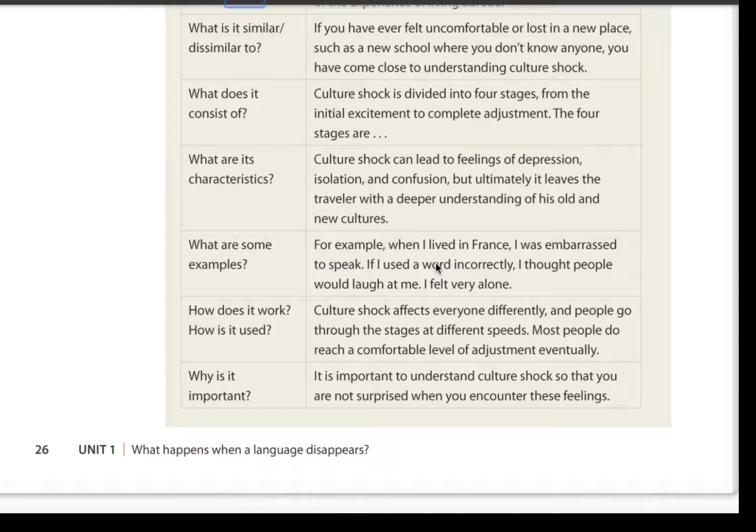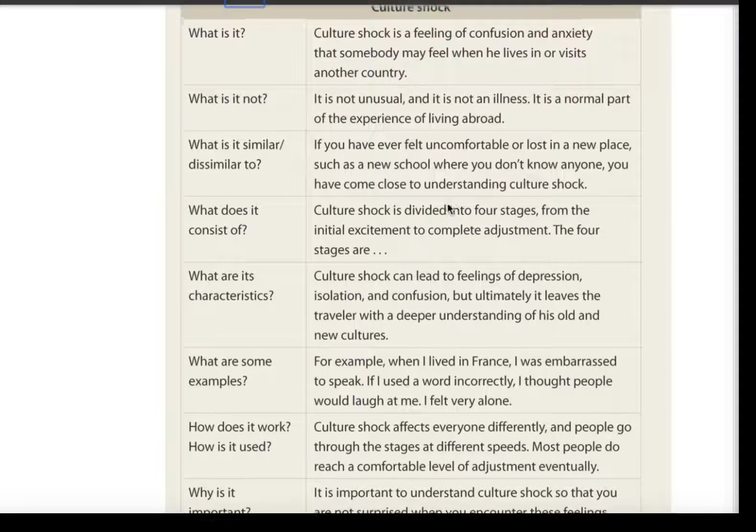Okay? And then why is it important? And I think this is another good way of looking at your word, because if you're talking to someone from a different culture and they want to know, well, is that word important? Why should I know that word at such a level? And that's what you're going to write in this box here. It's important to understand culture shock so that you are not surprised when you have these feelings yourself. So this is what this chart consists of.